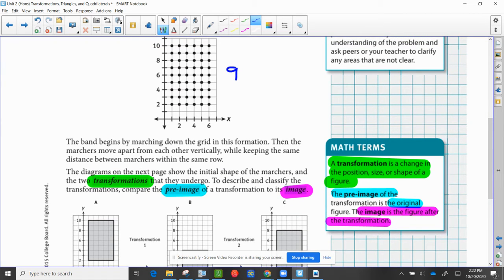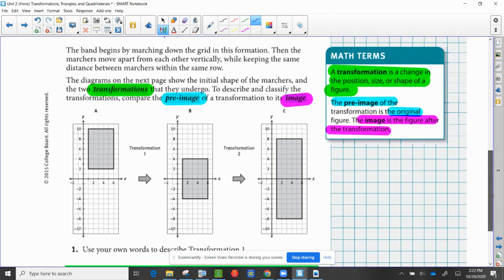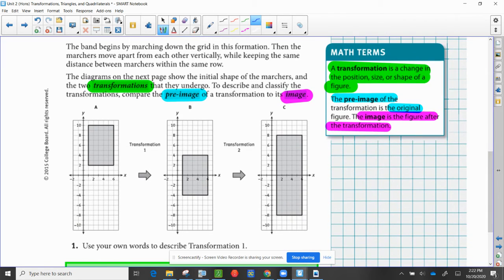So the band begins by marching down the grid in this formation. Then marchers move apart from each other vertically while keeping the same distance between marchers within the same row. So we have a picture here of how the marchers are going to do their movements. So the diagram here shows the initial shape of the marchers. Okay, that's number A. This is our initial shape. And the 2 transformations that they undergo.